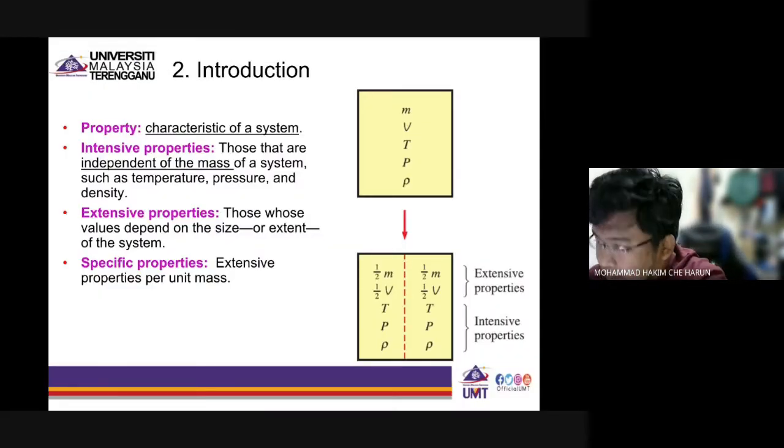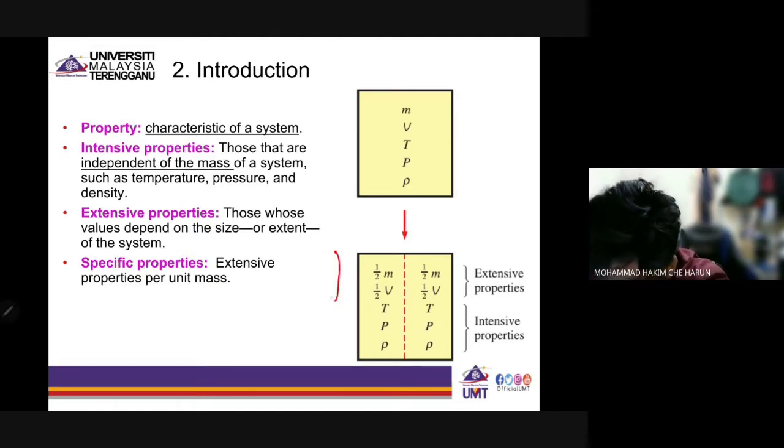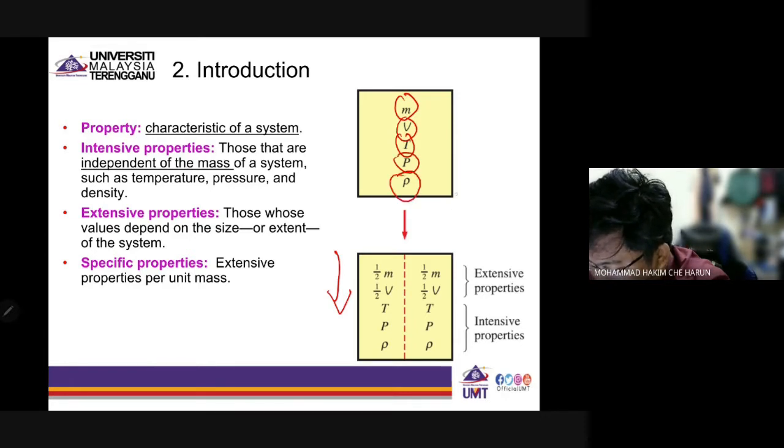Next is a little bit of introduction about the property. We have 3 types of property: intensive, extensive, and specific properties. As you can see here, as we go deeper, we have more properties involved in it. So some kind of characteristics come within the system, such as mass, volume, temperature, pressure, and density. Even we have viscosity as well. So a lot more than that.